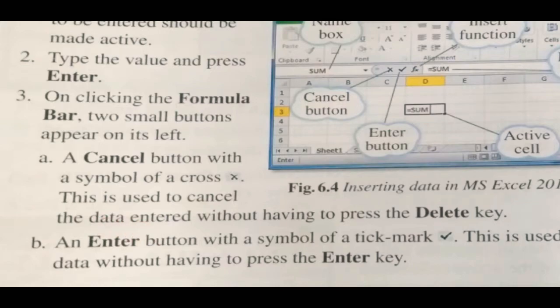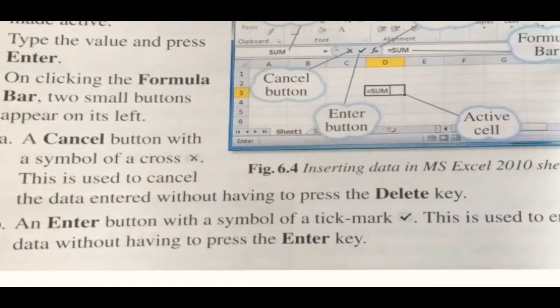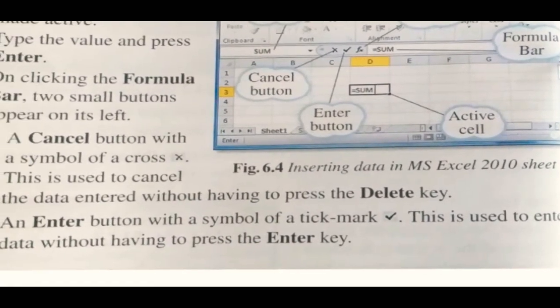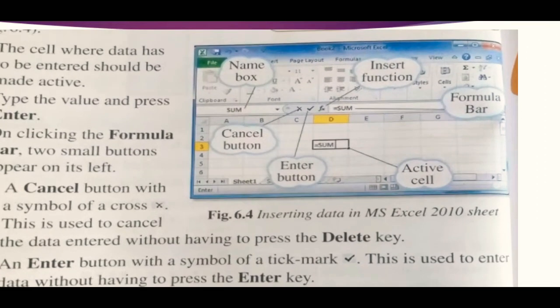The Enter button, with the symbol of a tick mark, is used to enter data without having to press the Enter key. This is inserting data in an MS Excel 2010 sheet. This is the cancel button. This is the name box. This is the Enter button, and the active cell. This is the active cell, and this is the formula bar.